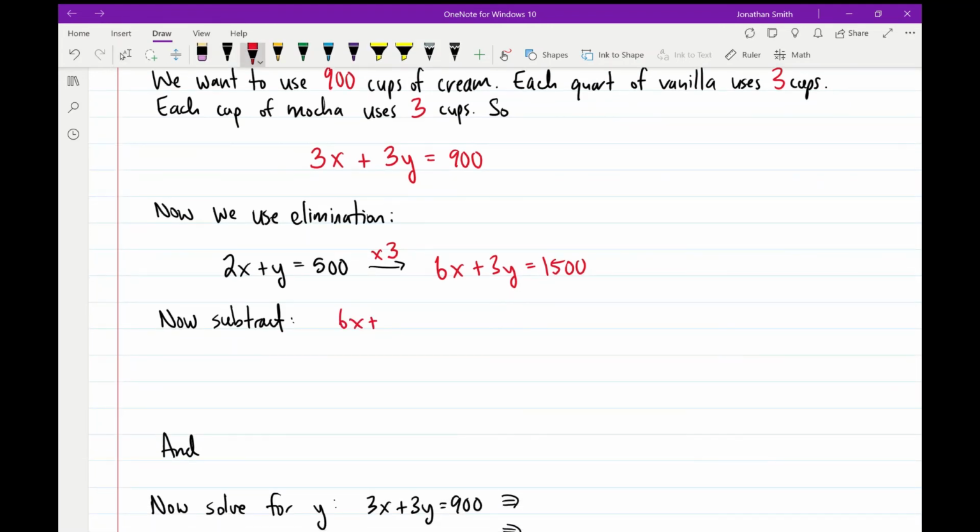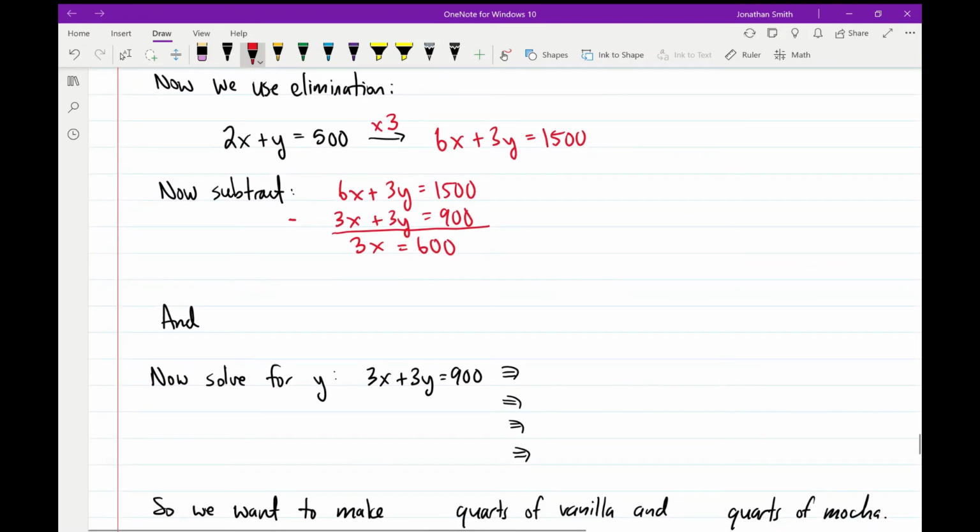So we have 6x plus 3y is equal to 1500, and we subtract the equation 3x plus 3y is equal to 900. Okay, and 6x minus 3x gives us 3x. 3y minus 3y cancels out. So we have 3x is equal to 600. And now we can take that equation and solve for x. And we get x is equal to 200.